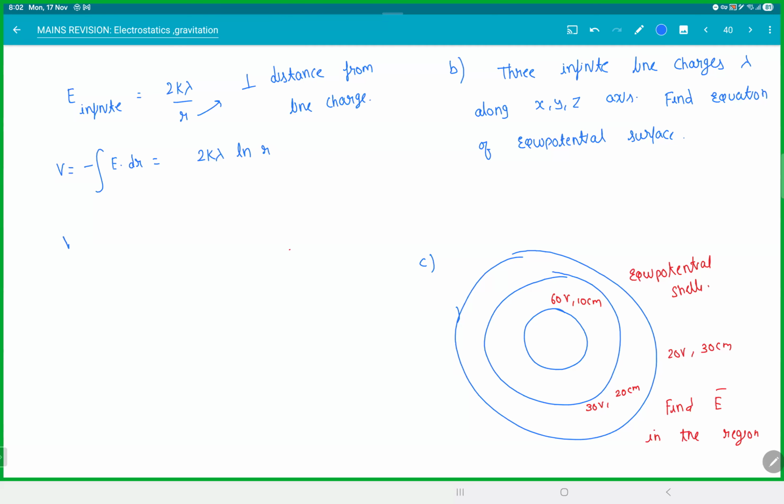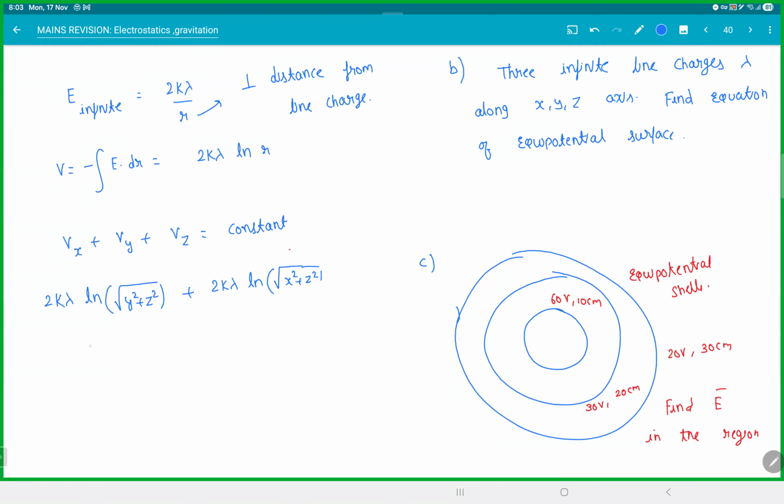So if you take the potential due to the wire at the x-axis, the potential due to y, and the potential due to z, that must be constant. That's what you want for an equipotential surface. So 2k lambda ln. Anyone remember what is the perpendicular distance from the x-axis? Ignore the x coordinate, get the remaining two: root over y square plus z square. Then 2k lambda ln root over x square plus z square.